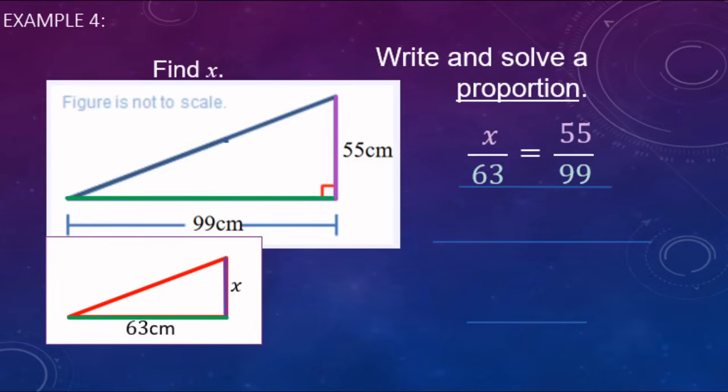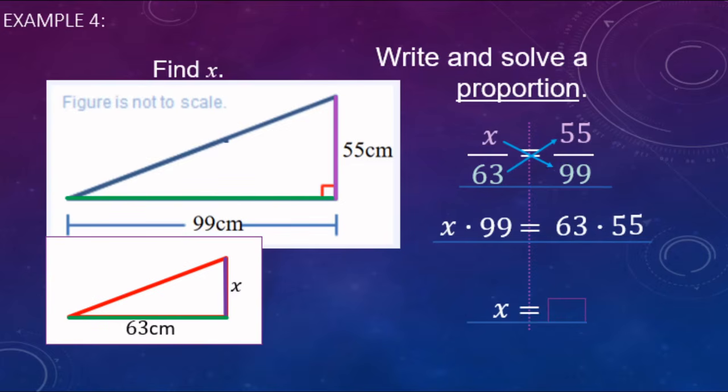And now it's similar to the last example. We're just going to solve using cross multiplication. So we want to figure out the value for x. So we're going to cross multiply. So we're doing x times 99 for that first diagonal that we're multiplying, and then the second diagonal is going to be 63 times 55.